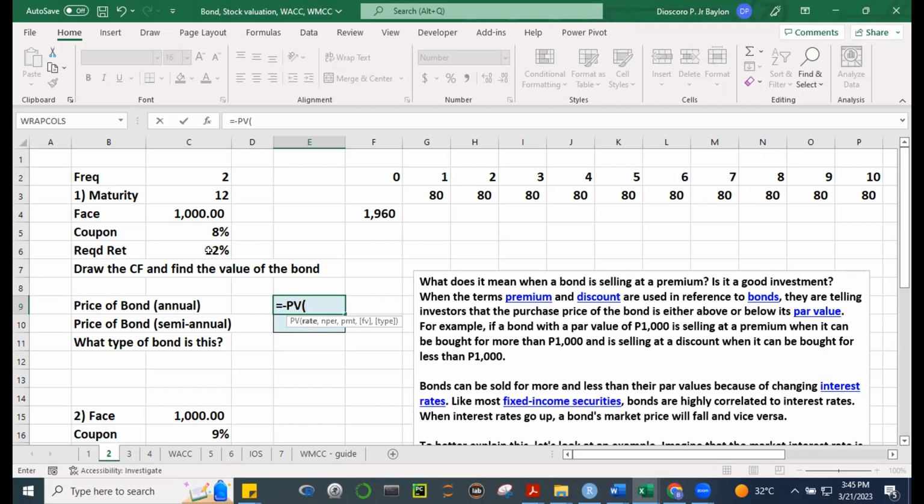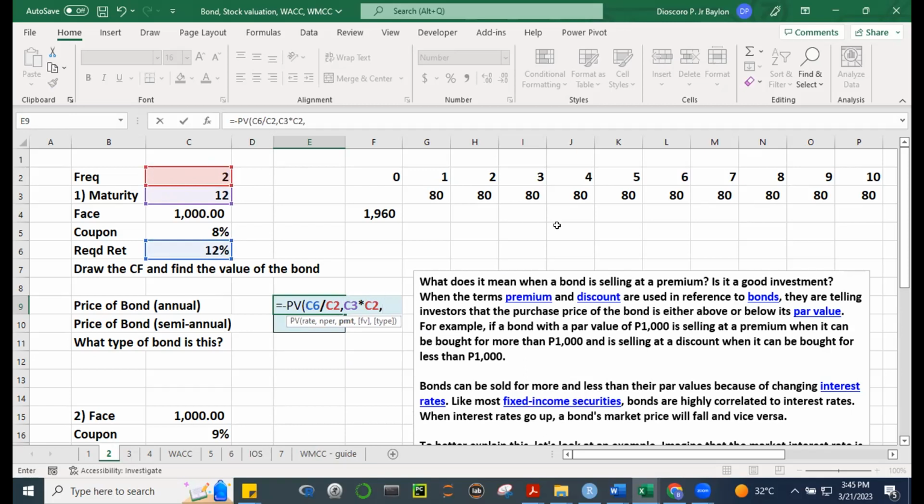Okay? Our rate is 12% divided by 2, because interest will be given twice a year, right? So 6%. Our NPER will be 12 years multiplied by 2. So there will be 24 half-year terms, right?